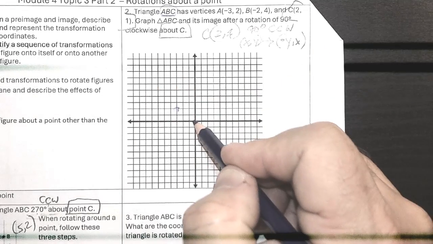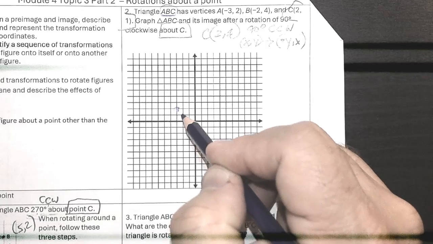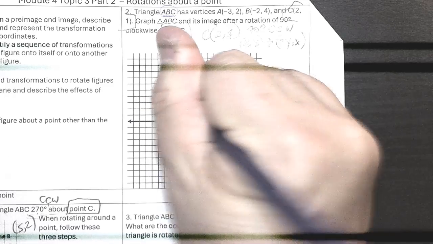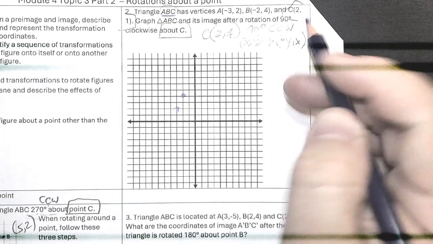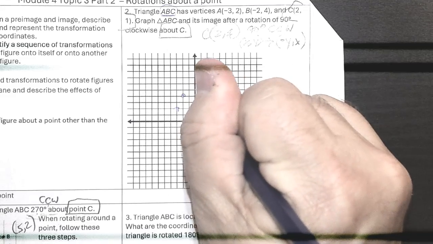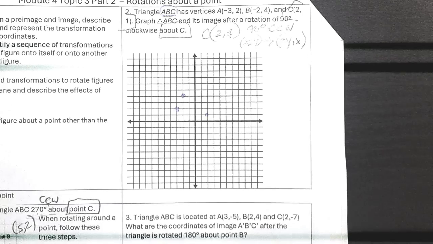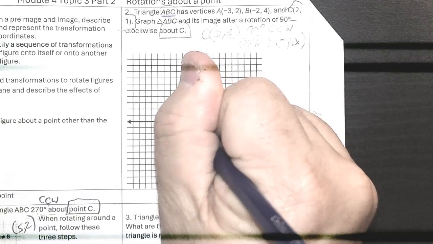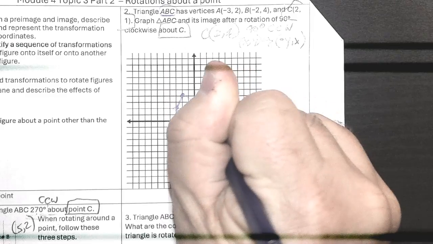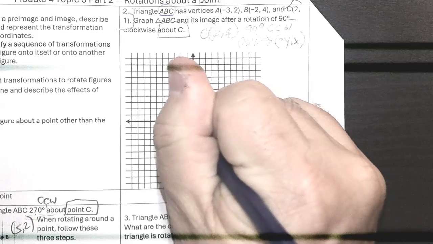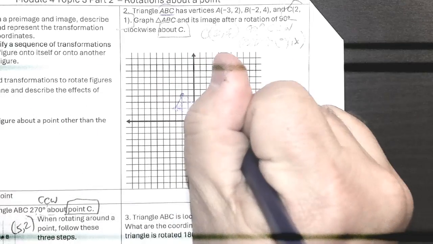B is negative 2, so 2 to the left. Positive 4, go up 4. 1, 2, 3, 4. Okay, and then C, and that's the point we're rotating about, is positive 2, so to the right 2 and up 1, because that's positive. So remember, x, left to right, left being negative, right being positive. The y is up and down, up being positive, down being negative. So this is point C.